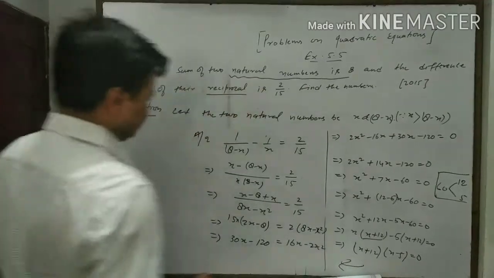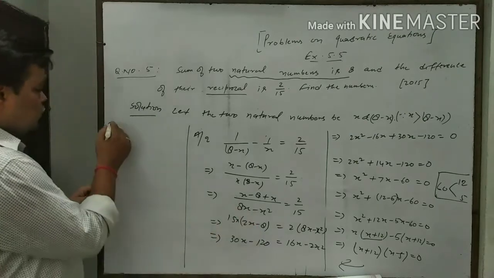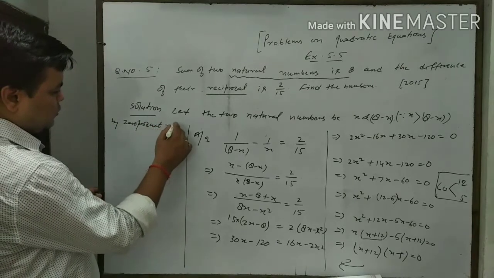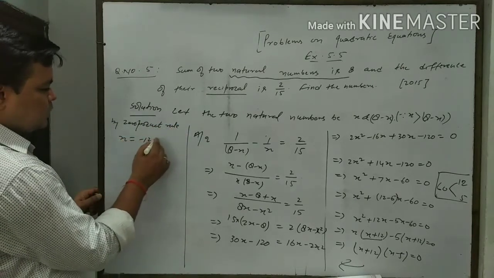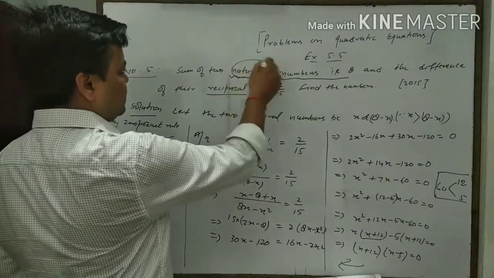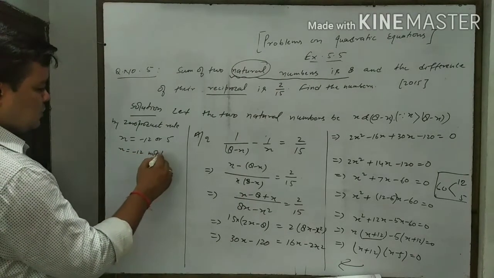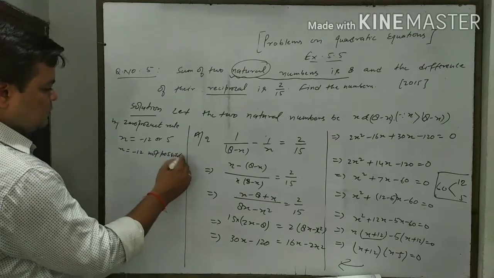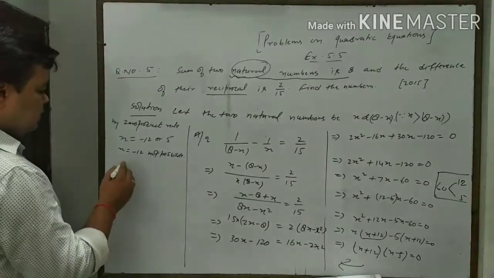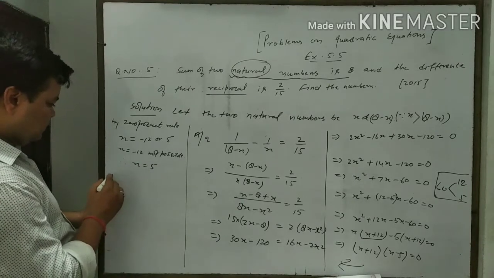Now come to this side. Using the zero product rule, x is equal to minus 12 or 5. But what is given? Natural number. Here x is equal to minus 12 is not possible. Why not possible? Because a natural number cannot be negative. Therefore, x is equal to 5.